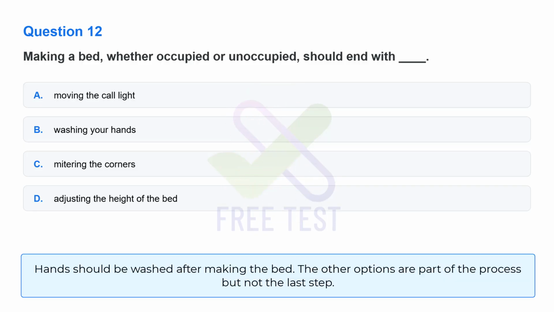The correct answer is B. Washing your hands. Hands should be washed after making the bed. The other options are part of the process but not the last step.